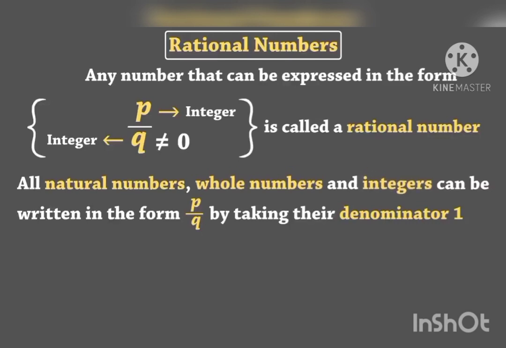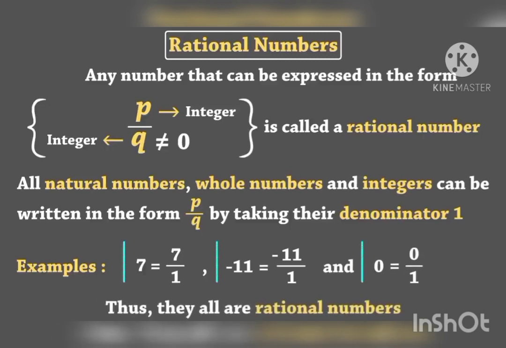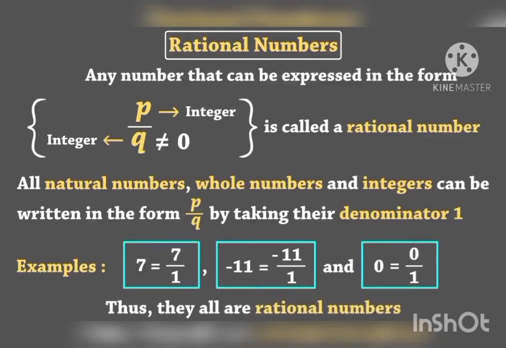For example, 7 we can write as 7 by 1, and minus 11 by 1, and 0 by 1. Thus they are all rational numbers.